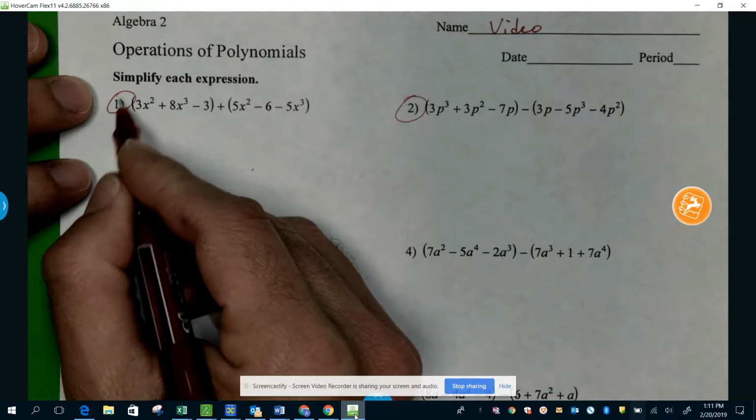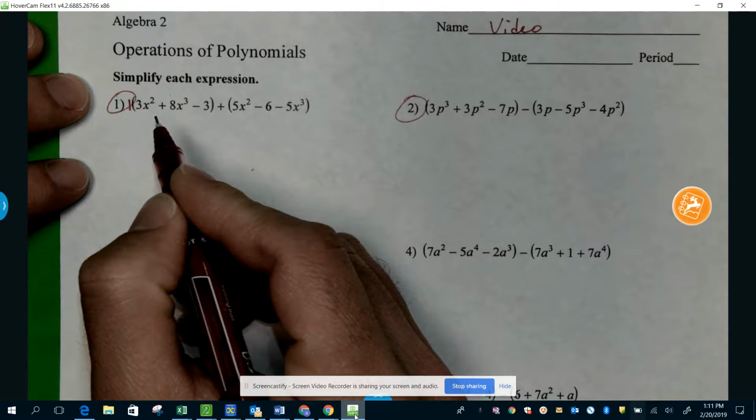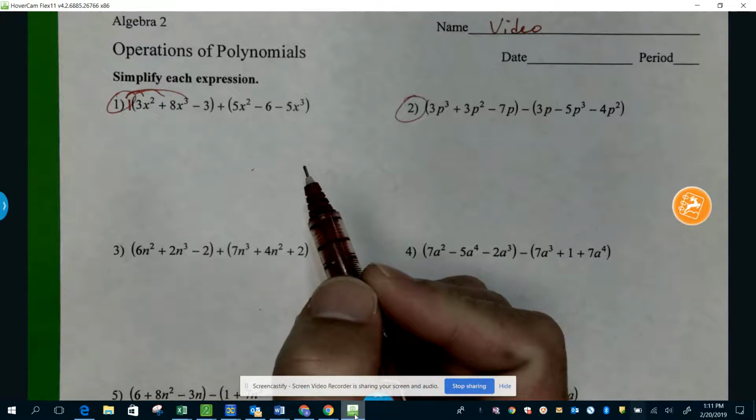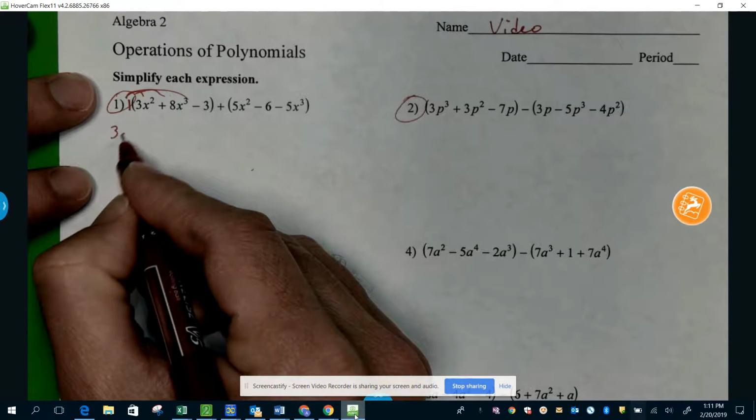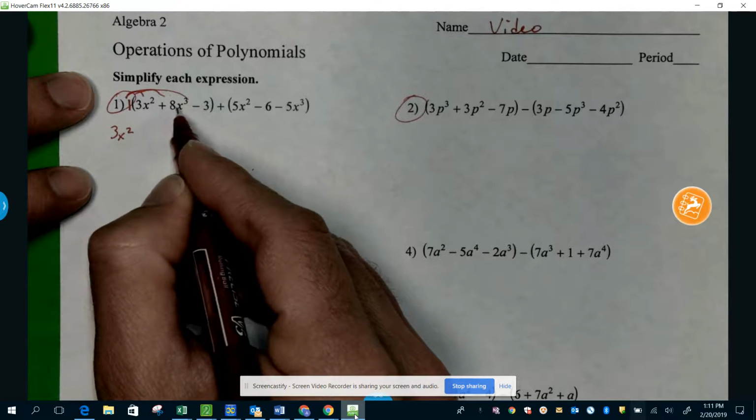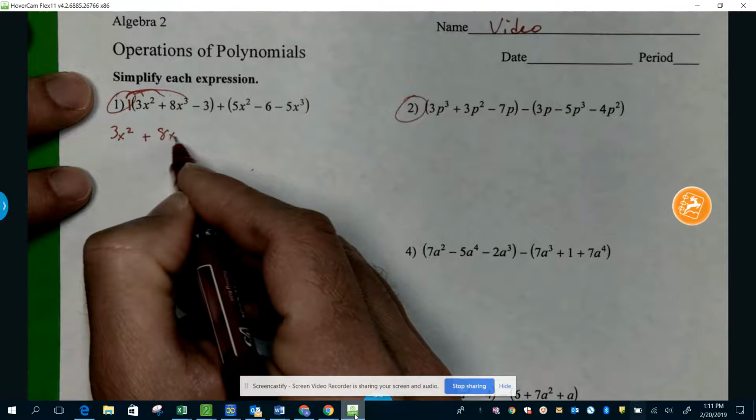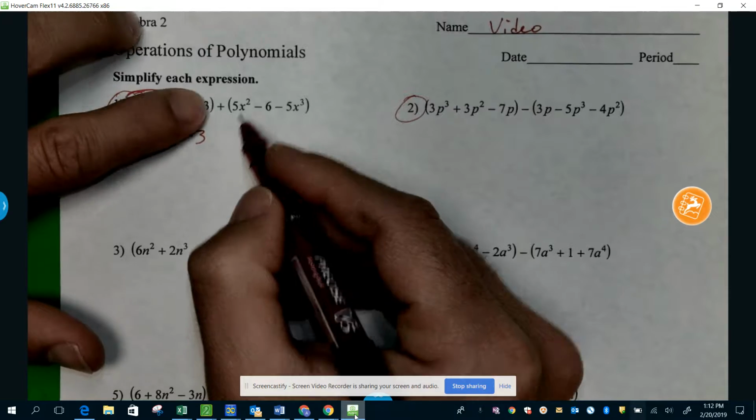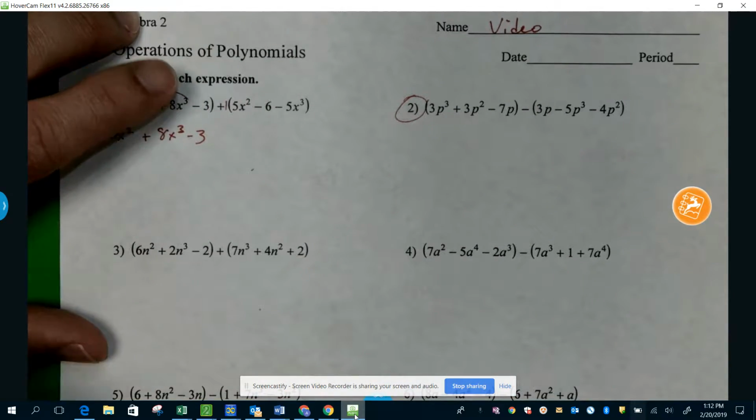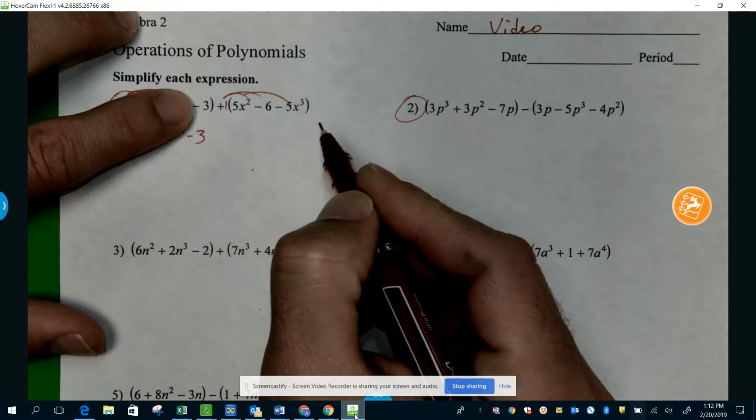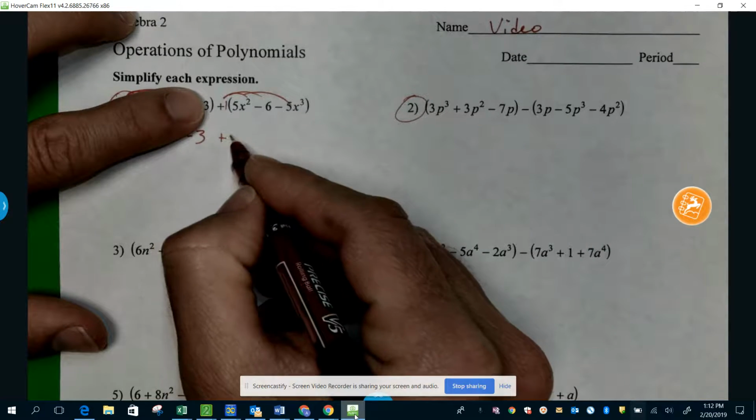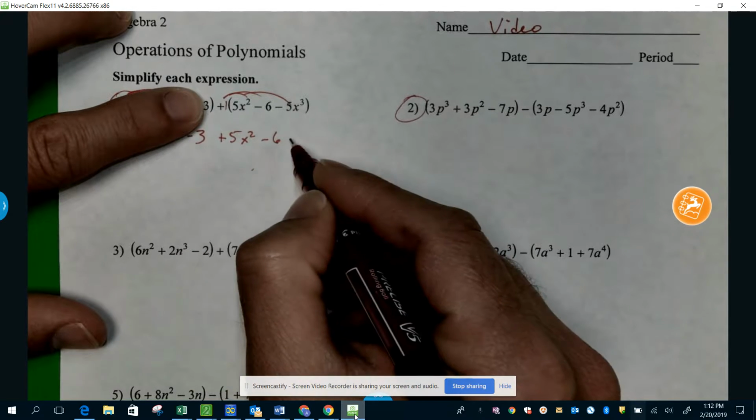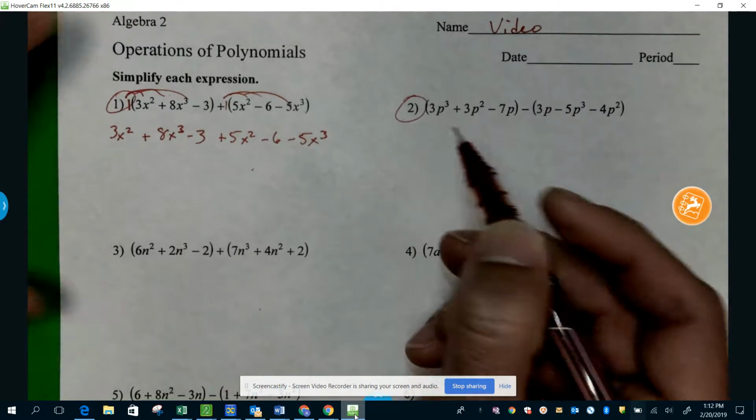If you look, I drew a circle around it, but I have an invisible 1 in front of this parenthesis. If I distribute that invisible 1 to everything inside the parenthesis, it doesn't change it. 1 times 3x squared is still 3x squared. 1 times 8x cubed is still positive 8x cubed. 1 times negative 3 is still negative 3. Same thing here. This is a positive 1. If I distribute that 1 to get rid of the parentheses, 1 times 5x squared is positive 5x squared, 1 times negative 6 is negative 6, and 1 times negative 5x cubed is negative 5x cubed.